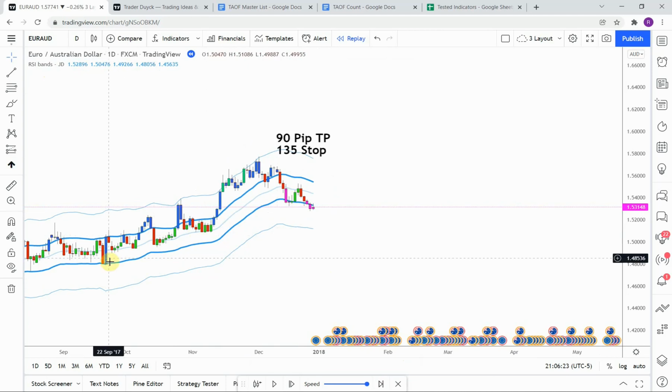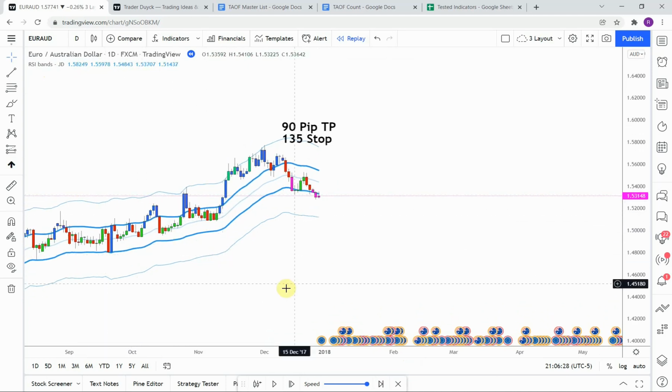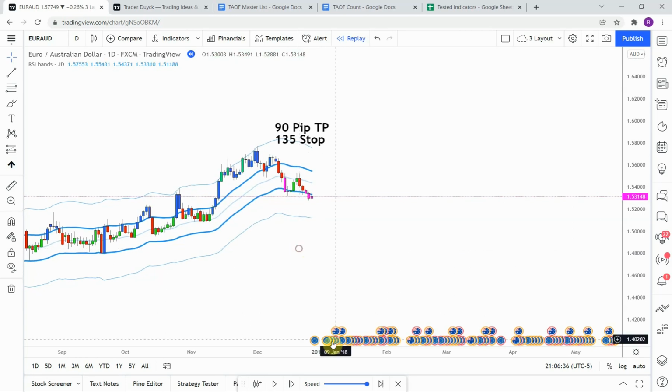So anyways, back to what we're doing here. When we get a break to the upside of the bands, the blue bars, we're going to go long. When we get a break to the downside of the bands, the purple colored bars, then we're going to go short. So that's what we're looking for. Let's go ahead and get on with the testing and see what we can get out of this.